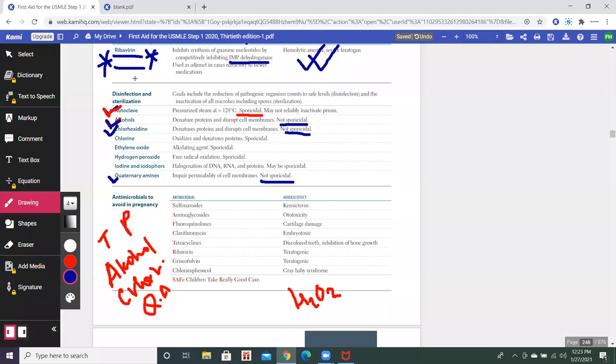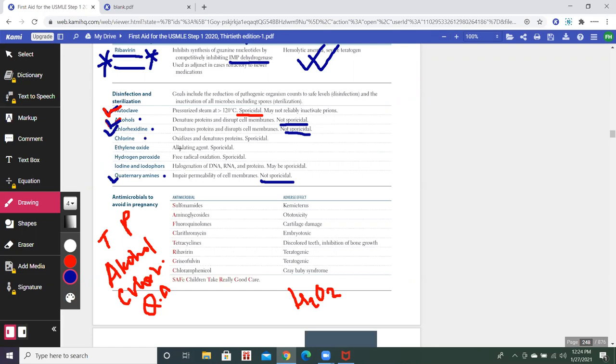So, except alcohol, chlorhexidine, and quaternary amines, can we assume that the rest of them are all sporicidal? Yes or no? Okay, so except alcohol, chlorhexidine, and quaternary amines, all the other methods of disinfection are sporicidal. Am I correct? Yes? Okay, good. So this is your first question that is answered from sterilization: which methods are sporicidal, which methods are not sporicidal. Only the methods which are not sporicidal are alcohol, chlorhexidine, and quaternary amines. And the rest of all the processes are sporicidal.